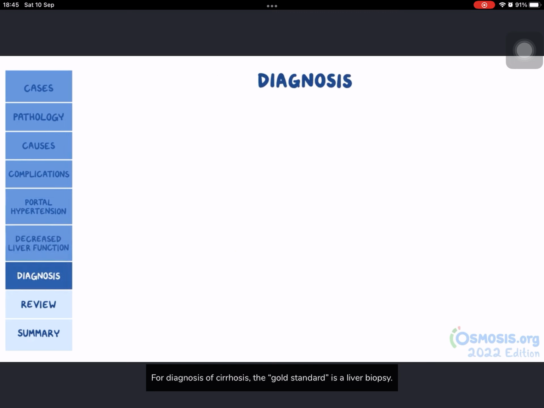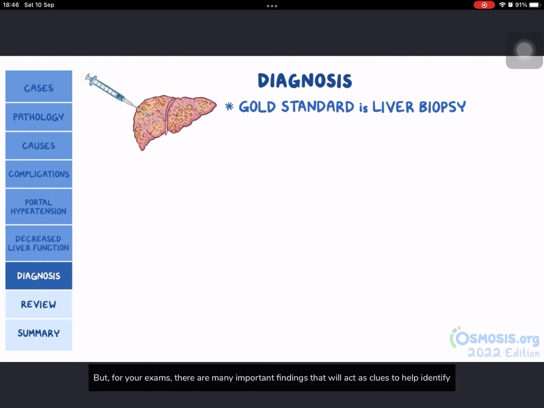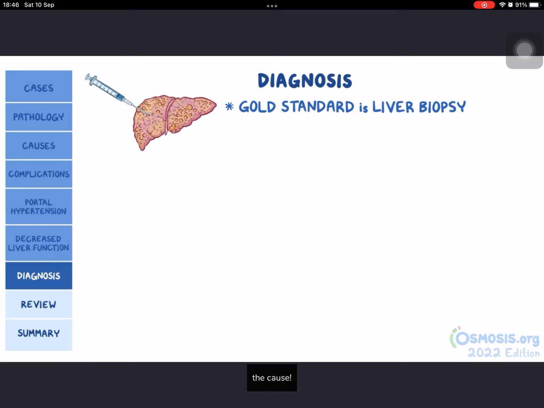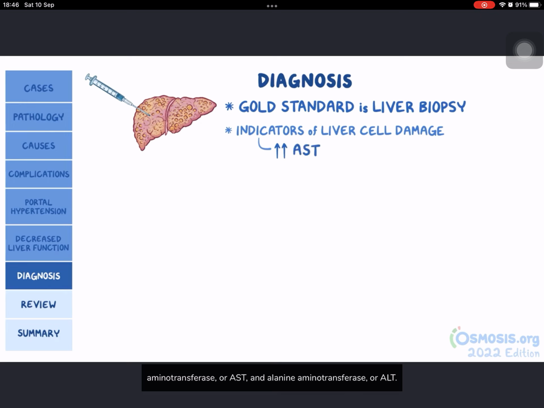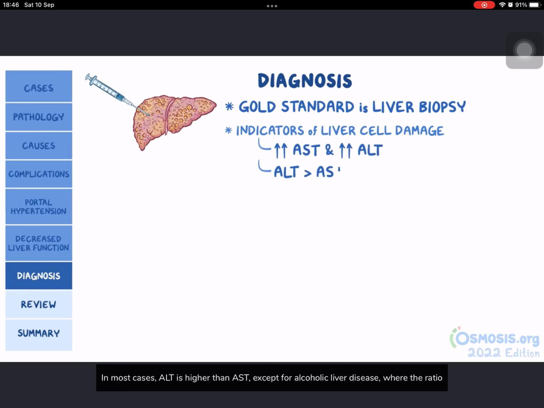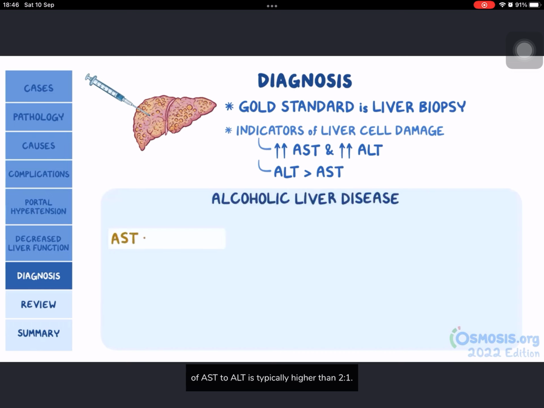For diagnosis of cirrhosis, the gold standard is a liver biopsy. But, for your exams, there are many important findings that will act as clues to help identify the cause. In cirrhosis, there's usually indicators of liver cell damage, like elevated aspartate aminotransferase, or AST, and alanine aminotransferase, or ALT. In most cases, ALT is higher than AST, except for alcoholic liver disease, where the ratio of AST to ALT is typically higher than 2:1.